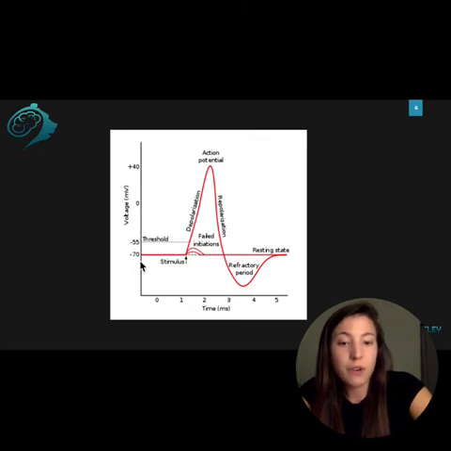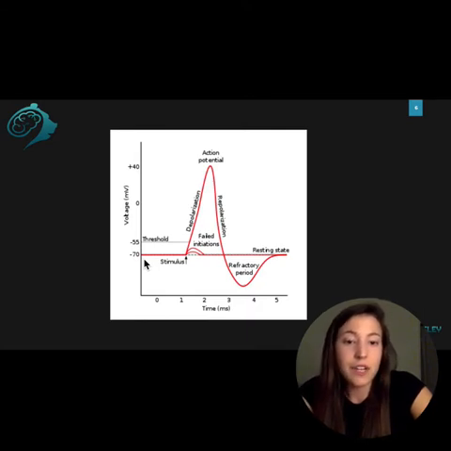Just a quick note on these numbers. So -70 is what's known as the resting membrane potential. So we know that the action potential is an electrical signal, so it's going to have something to do with different voltages, and we'll talk more about what that means in the next lesson. But just keep in mind right now that this -70 is -70 millivolts, and that is the resting membrane potential.